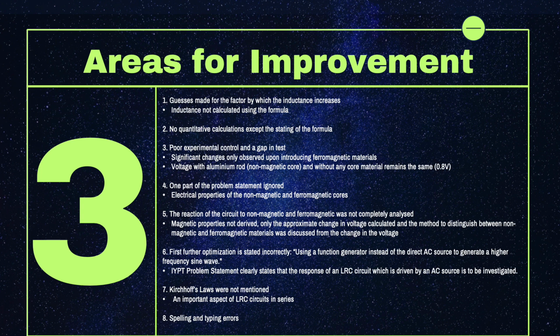The sixth point is that the first further optimization was stated incorrectly on slide number 20, or if you look for it in the video, it can be found at 10 minutes 9 seconds. The first further optimization was, and I quote, "using a function generator instead of the direct AC source to generate a higher frequency sine wave." But the problem statement clearly states that the response of an LCR circuit which is driven by an AC source is to be investigated. Therefore, the optimization is inaccurate because using a function generator would completely change the experiment and contradict the basis of the problem statement.